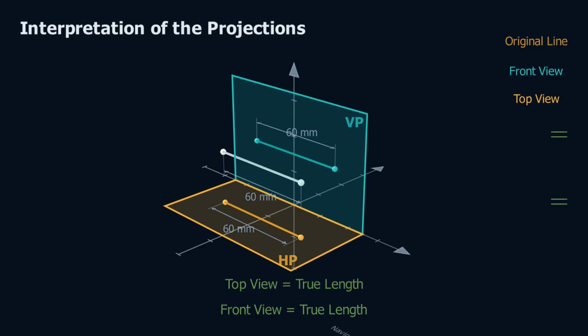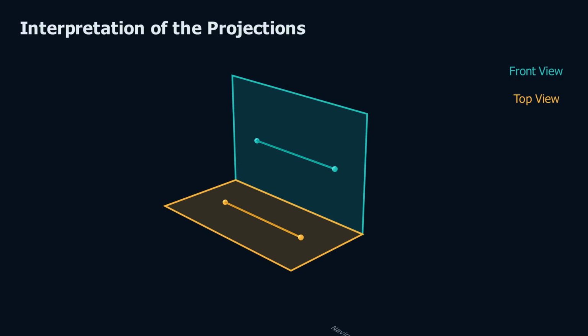So far, this picture lives in three-dimensional space, but an engineering drawing must live on a flat sheet of paper. Watch how we get there. First, set the original line aside. Its job is done, and keep only the two views resting on their planes.